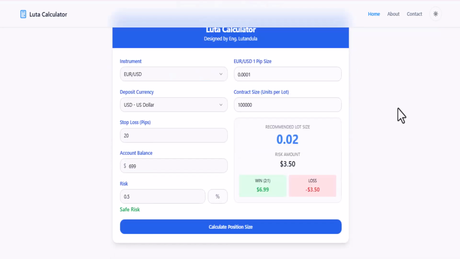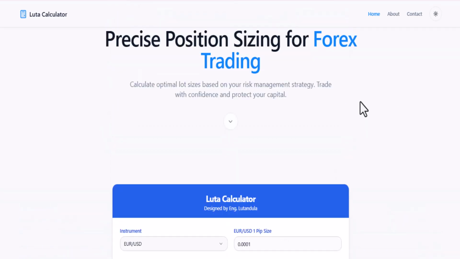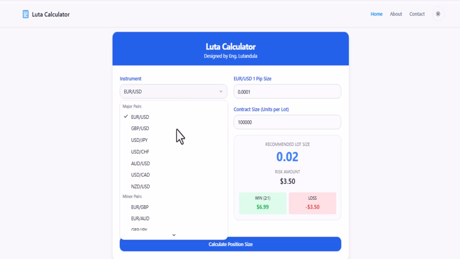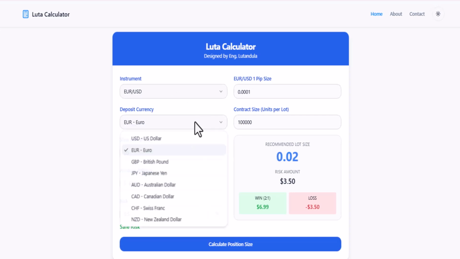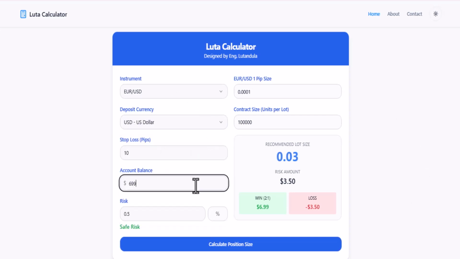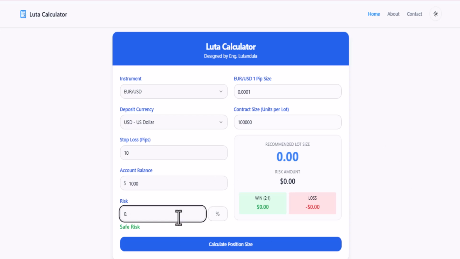Hey traders. Have you ever taken a trade and later realized you risked way too much? Or maybe you're playing it too safe and not making enough profit? Trust me, I've been there. And that's exactly why I built Luta Calculator, the tool that helps you find the perfect lot size for every trade. In this video, I'll show you how it works, why risk management is everything in Forex trading, and how you can start trading smarter today.